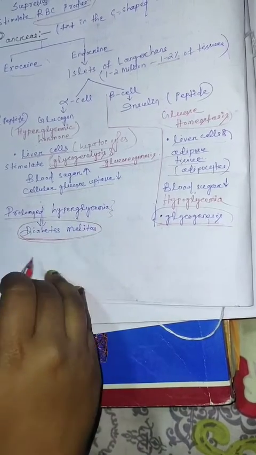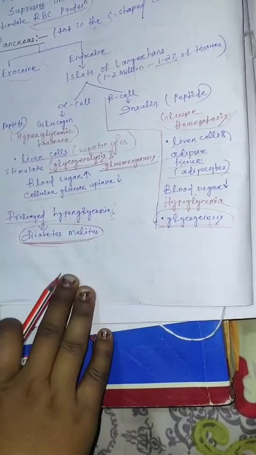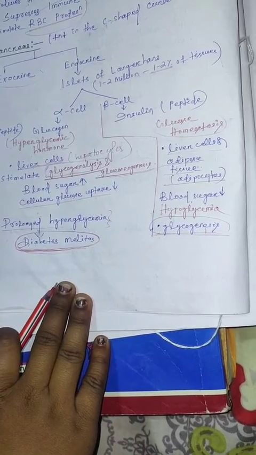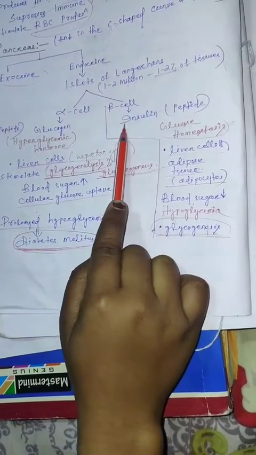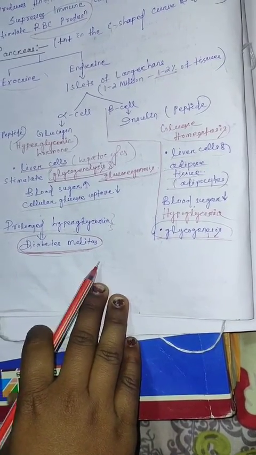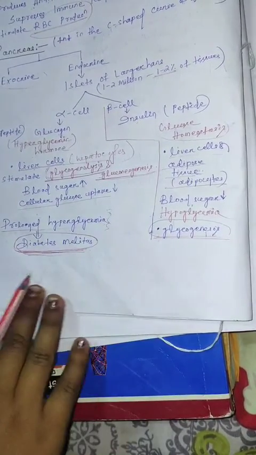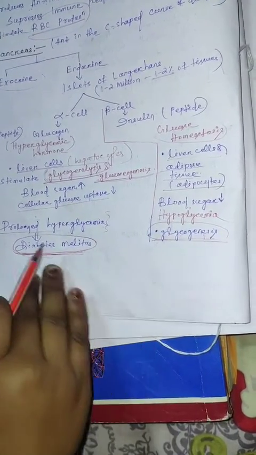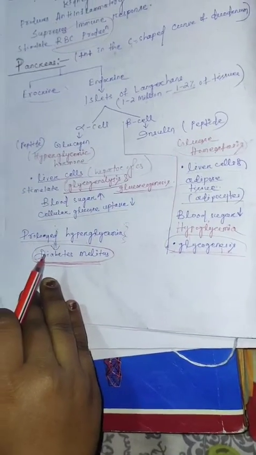Prolonged hyperglycemia will lead to a disease known as diabetes mellitus. Insulin mainly maintains glucose homeostasis in our body. A person suffering from diabetes mellitus is treated with insulin therapy. That's all about these two glands, adrenal gland and pancreas.